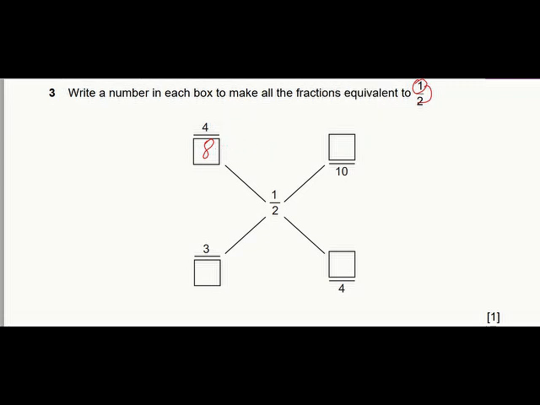So this one is pretty simple. Yeah, so the denominator is the double of the numerator. So that's what we want to do. Then let's write it down. 10 is the double of 5. Yep. 4 is the double of 2. So 2/4 is equivalent to 1/2. And 3 is the half of 6. Yep. So any of them will be equivalent to 1/2.